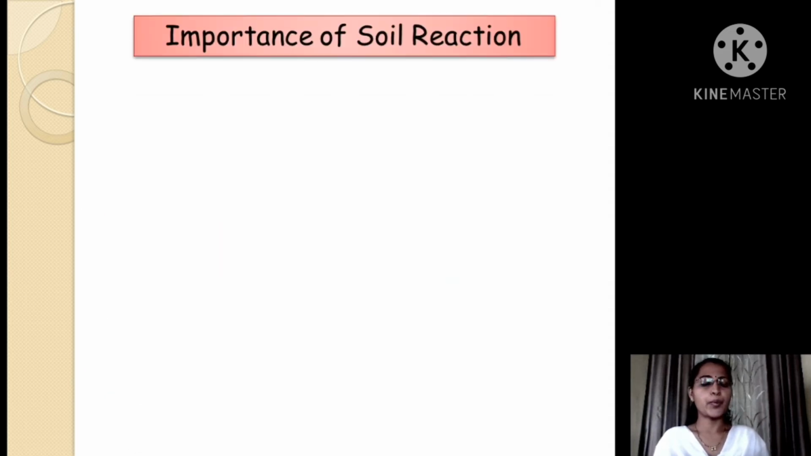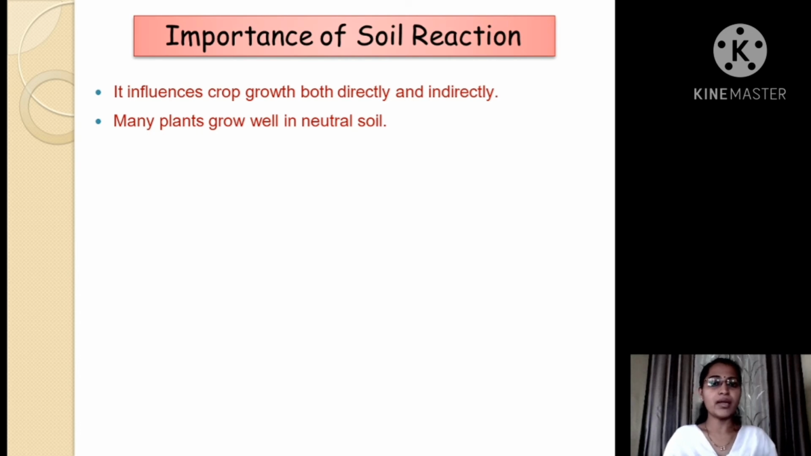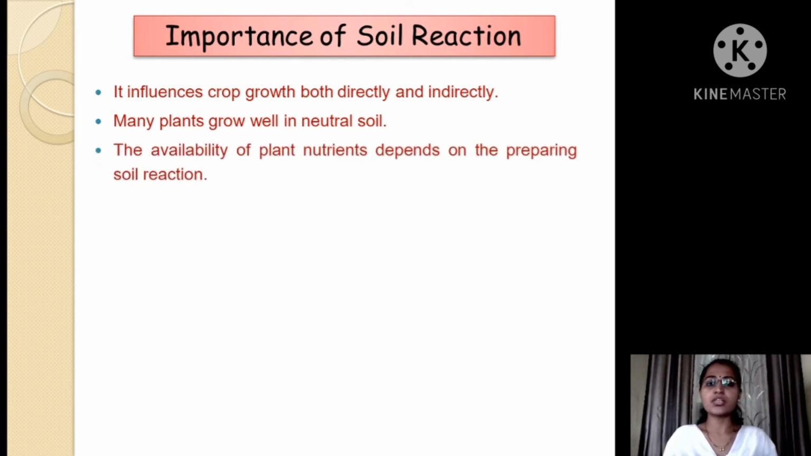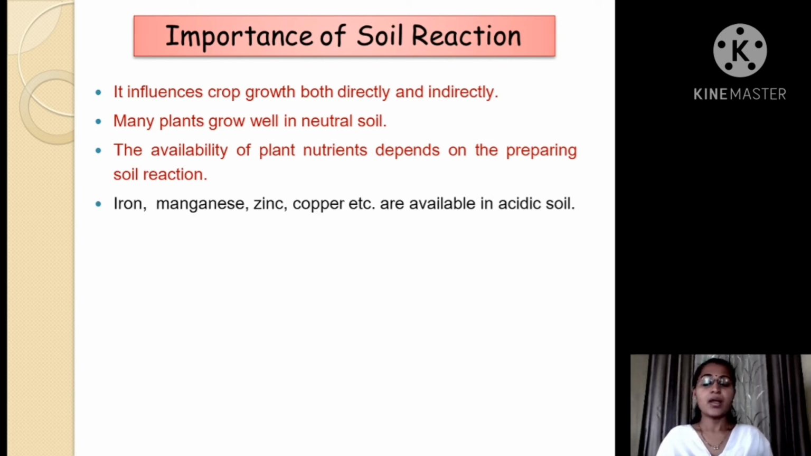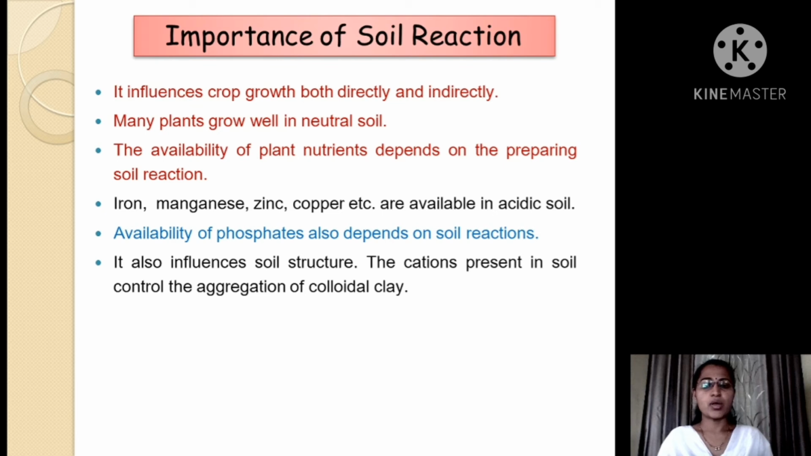Then we focus on the importance of soil reaction. Soil reaction influences crop growth both directly and indirectly. Many plants grow well in neutral solution or neutral soil. The availability of plant nutrients depends on the prevailing soil reaction. Iron, manganese, zinc, copper, etc. are available in acidic soil, while the availability of phosphates also depends on the soil reaction. Soil reaction influences soil structure.